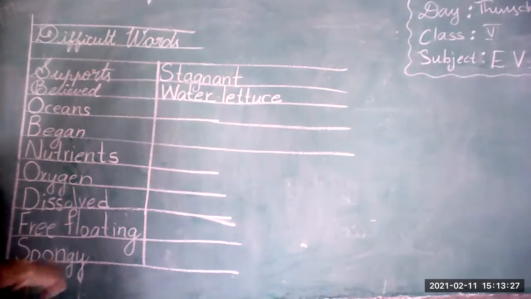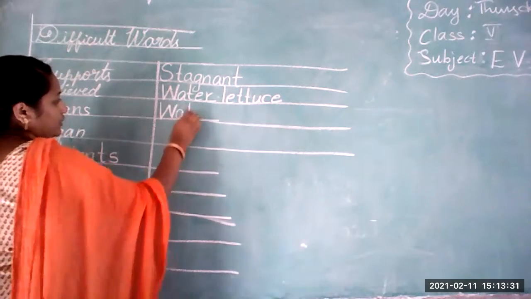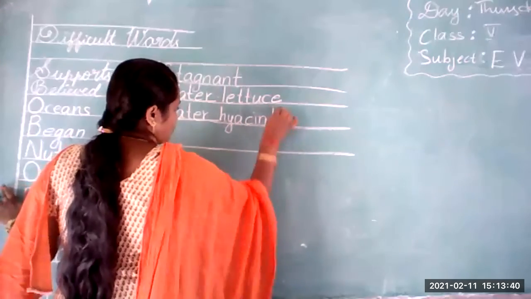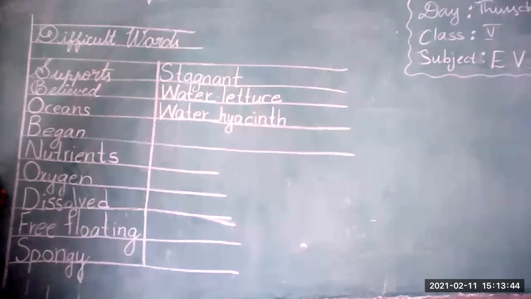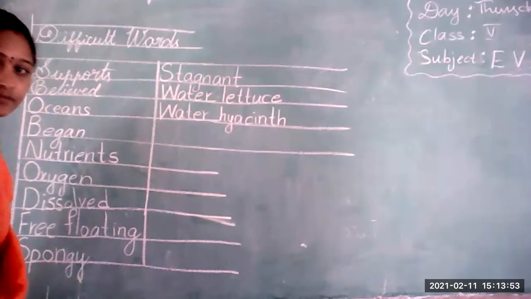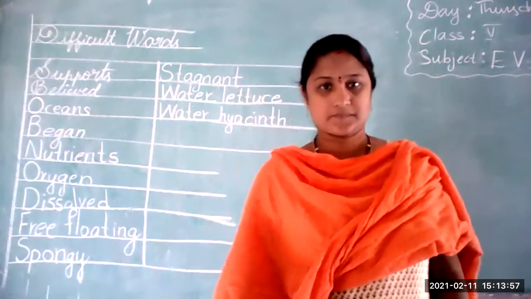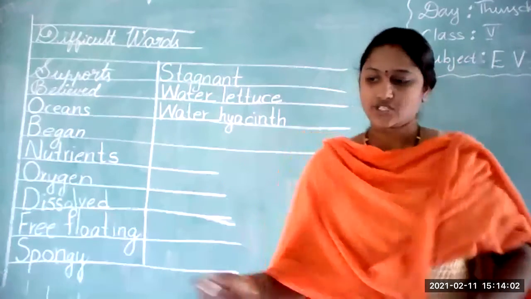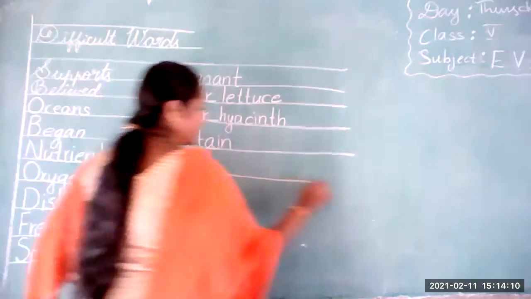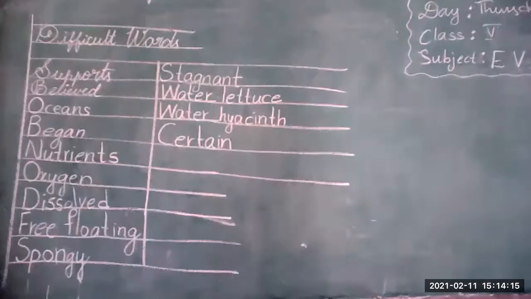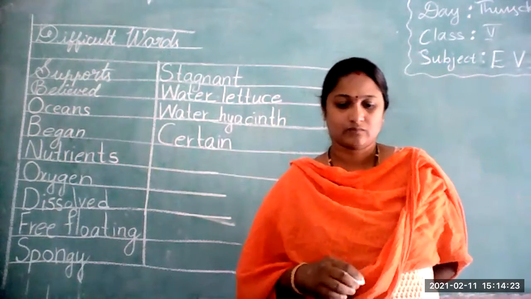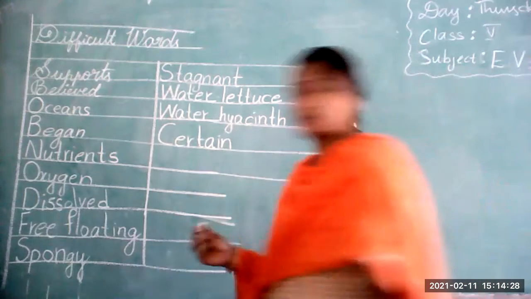Next, water hyacinth. These are the examples of what? Free floating plants, isn't it? Water hyacinth. Next one, children, certain. Okay, students? Certain. I think you cannot see this. Now you can see. Certain. Next, fixed.